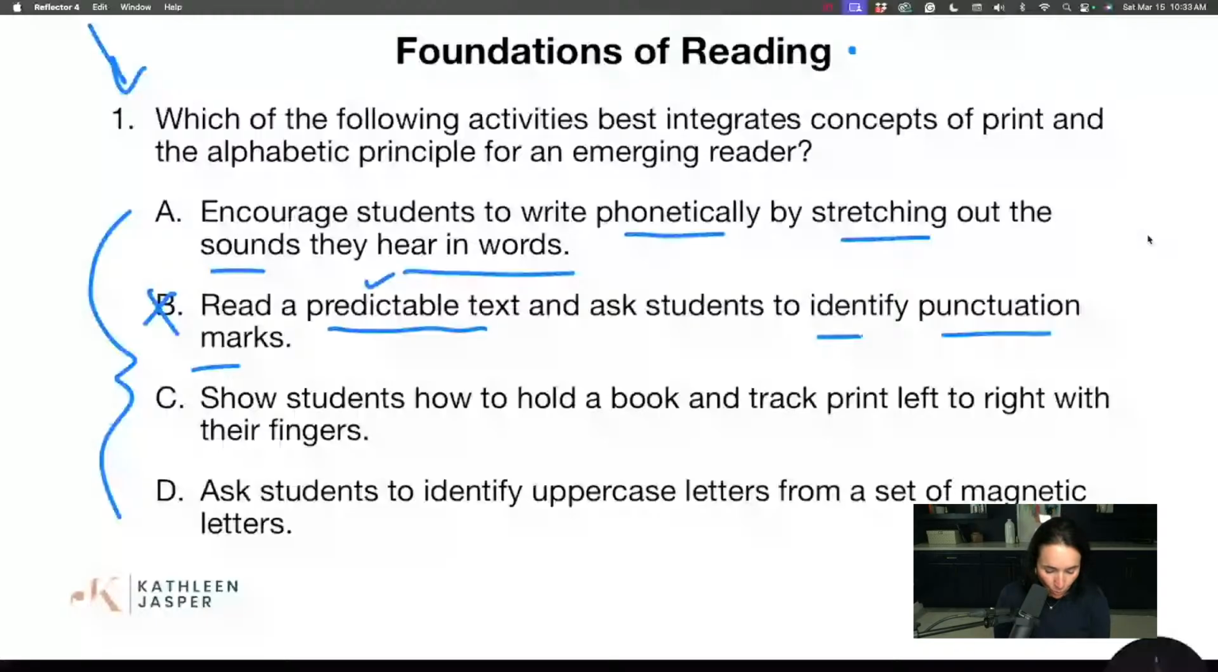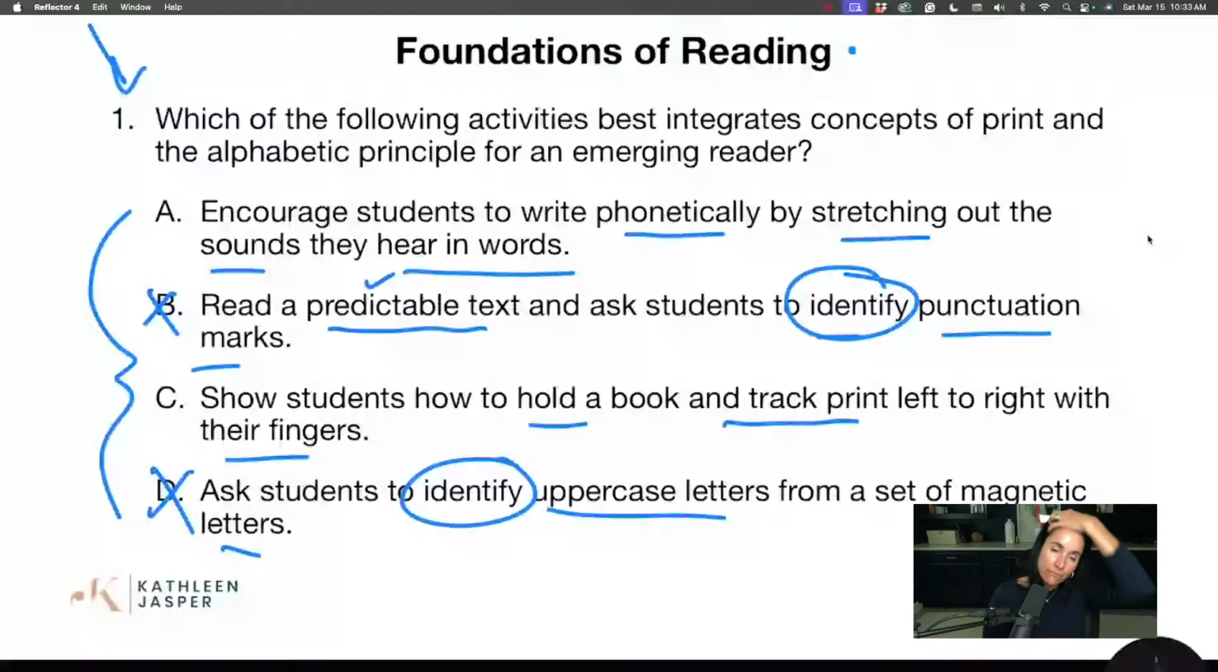C, show students how to hold a book and track print from left to right. Okay, that's print concepts. We actually do that. We show students that we read from left to right, top to bottom as they're learning about books. So C is a strategy. D, ask students to identify uppercase letters from a set of magnetic letters. Again, identify, low level, just some red flags on those. They may be right, but I'm going to cross them off. Now I'm down to 50-50, A and C.